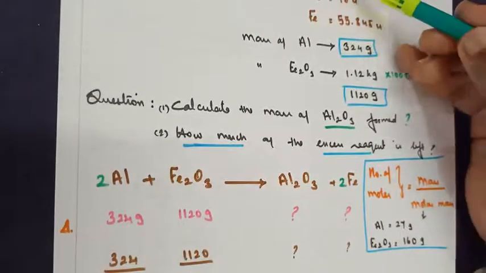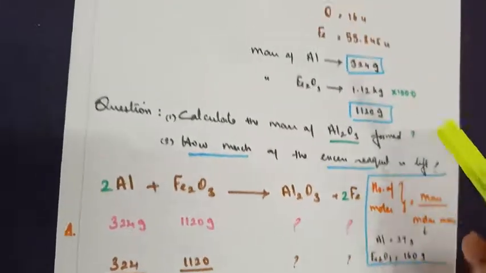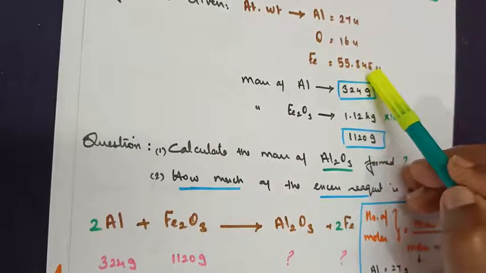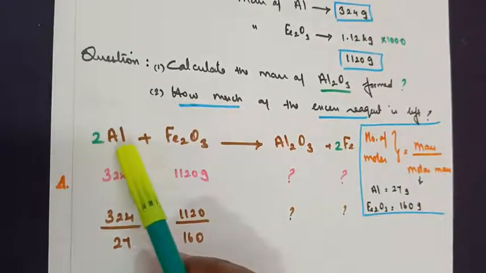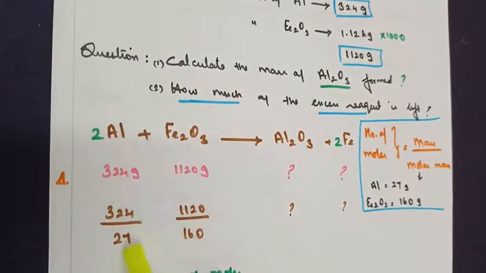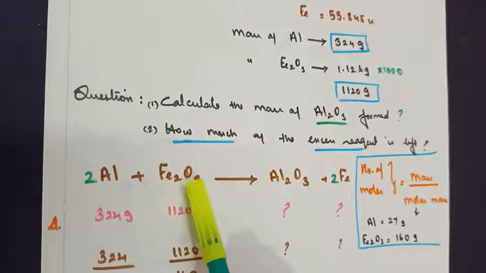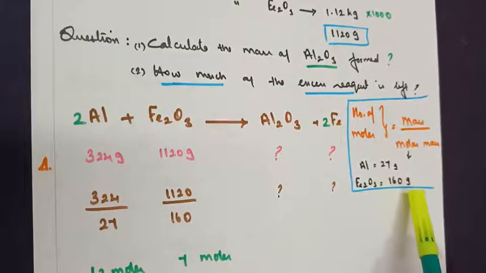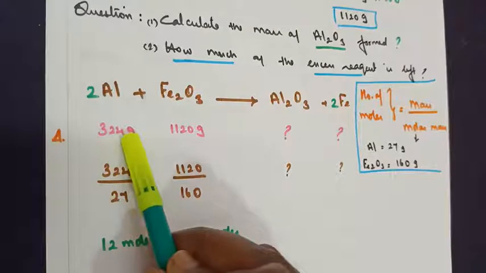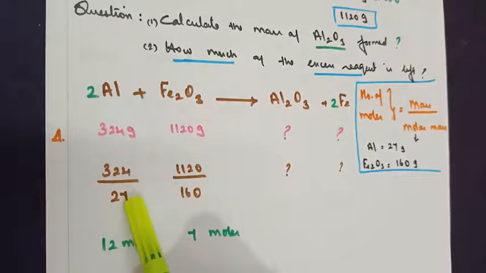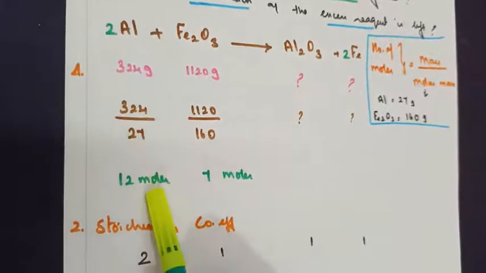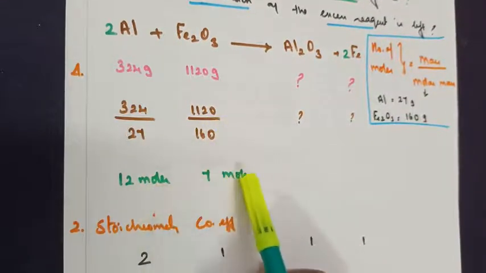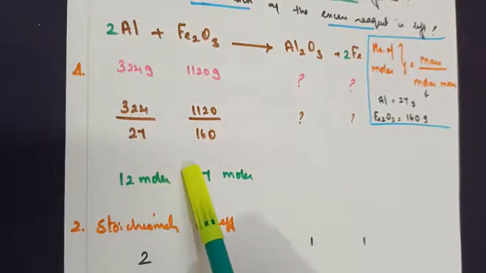Aluminium weight is given to you already, 27, and iron weight is also given, 55.845. So when you substitute this value, aluminium I have taken to be 27 here and iron you have to substitute into this formula of Fe2O3. When you add the molecular mass, you know how to calculate it. The answer comes up to be 160. So the given mass I'm dividing by the molar mass. So when we divide, I get the answer to be 12 moles here and 7 moles here. So step number 1 is over.